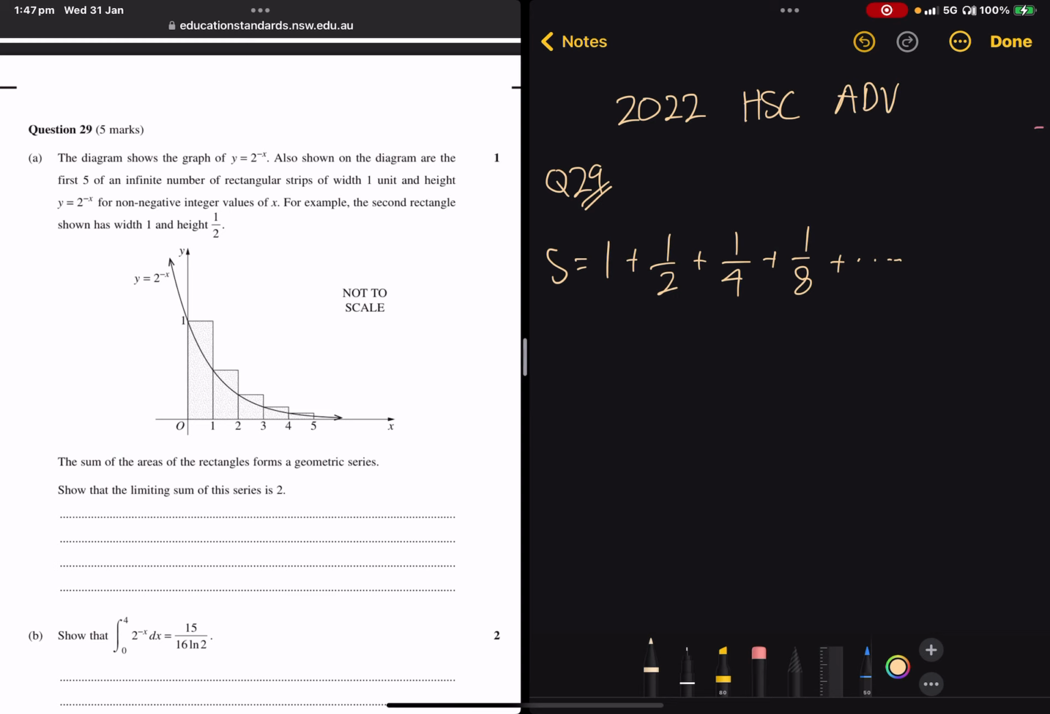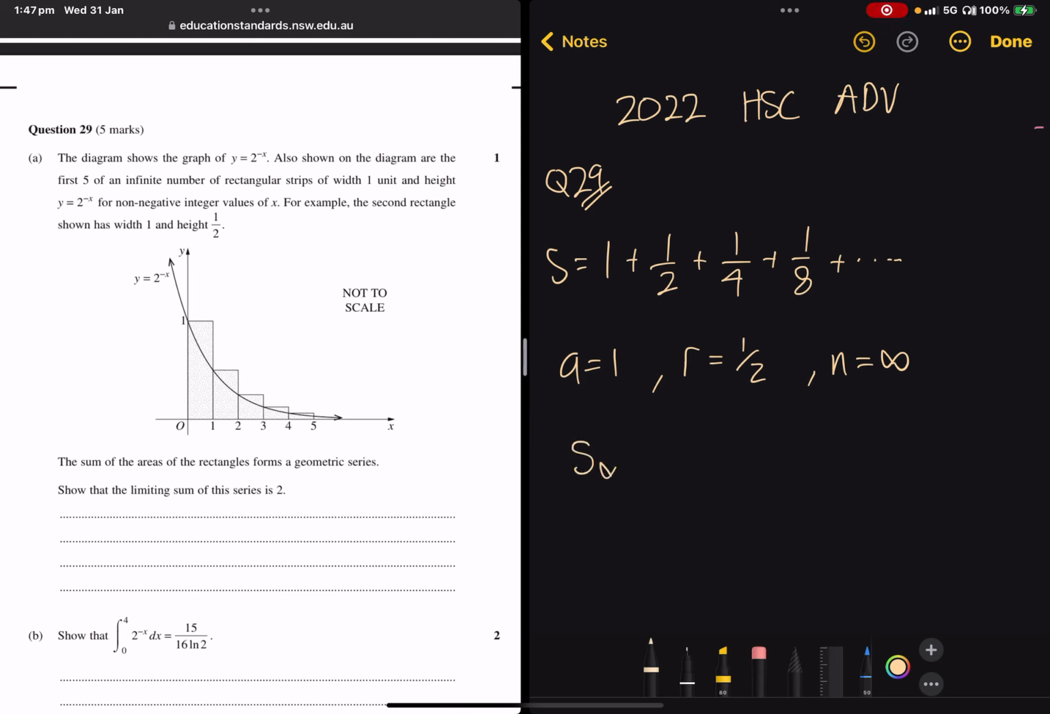This has first term equal to 1. It has a ratio, a product, of 1 half. So we're multiplying by a half each time. And this one is actually an infinite sum. So it has infinitely many terms.